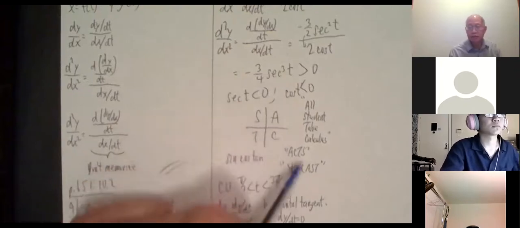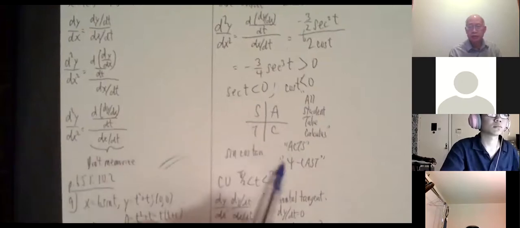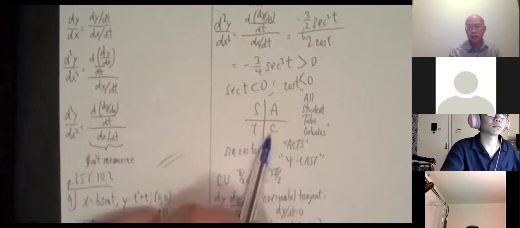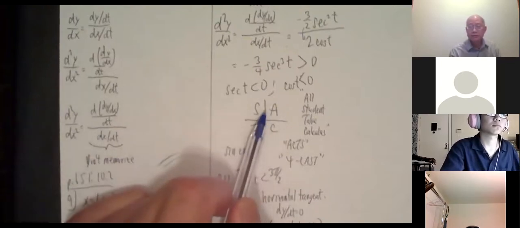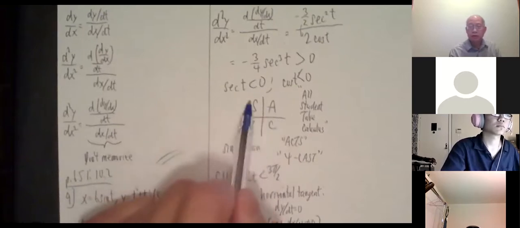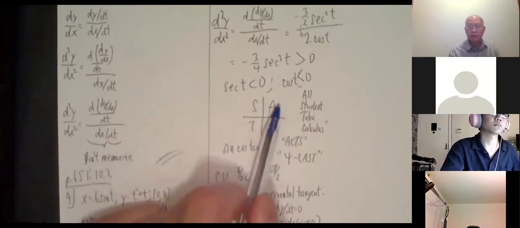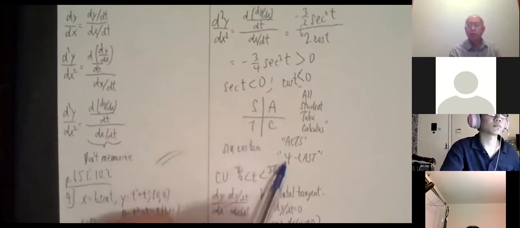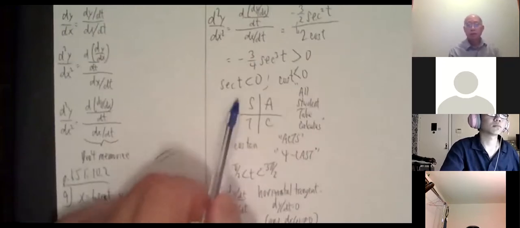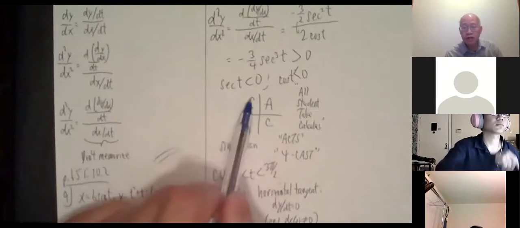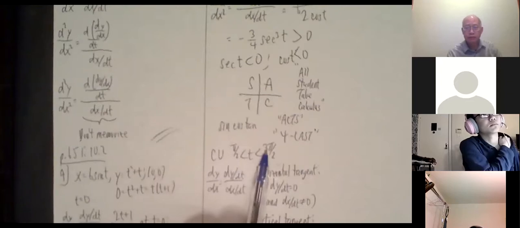There are other memory tricks. I've heard of ACTS, A-C-T-S, but you're going this way. I've also heard of forecast. Forecast means you start at quadrant 4 and you go C-A-S-T. So, you know, take your pick. But anyway, where is the cosine negative? Quadrants 2 and 3. So t is between pi over 2 and 3 pi over 2.